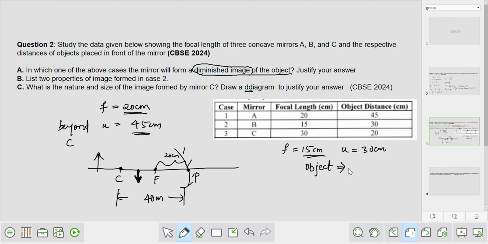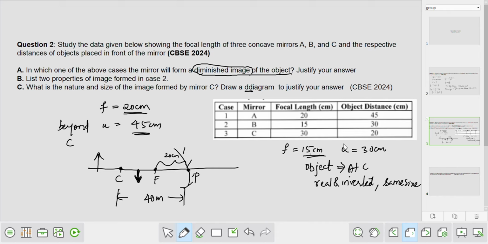So if the object is placed at C, what are the properties of the image formed? The image formed is real and inverted and same size. Okay, real and inverted and same size.